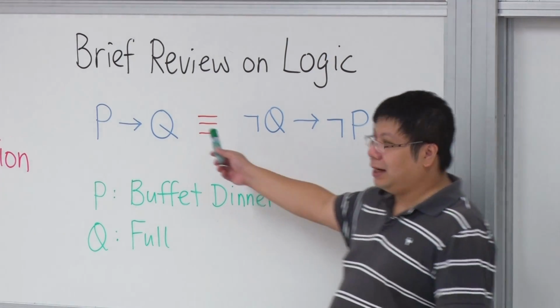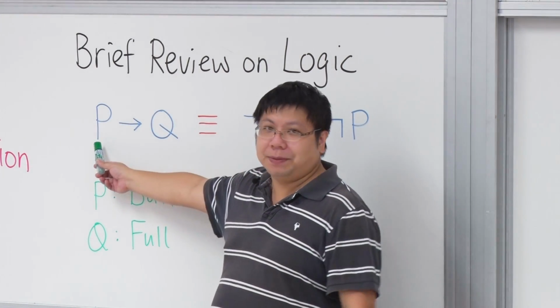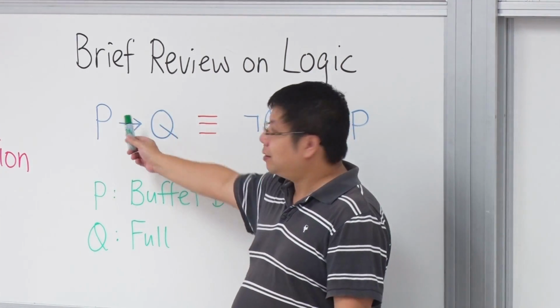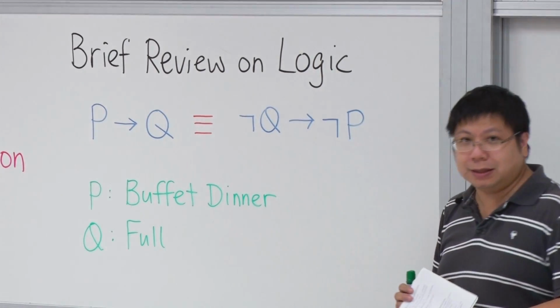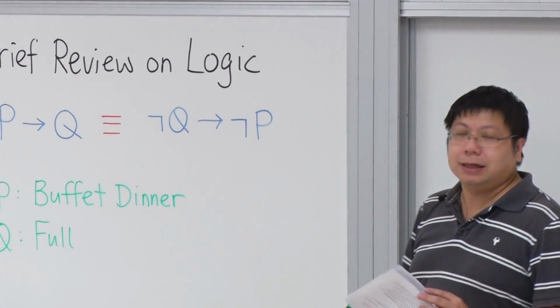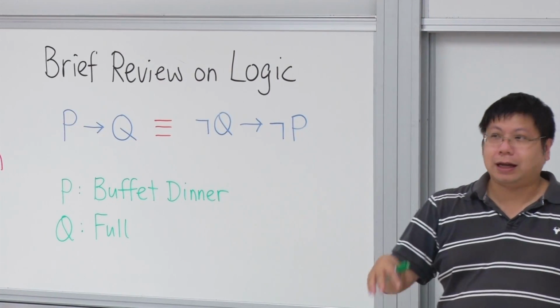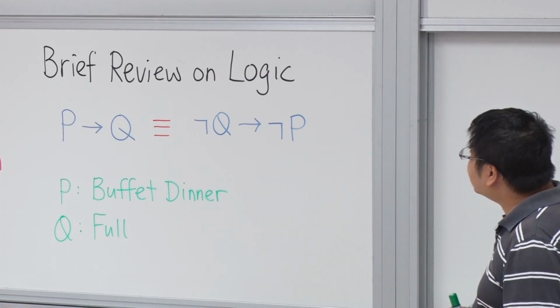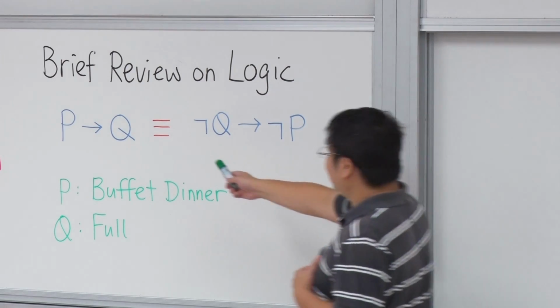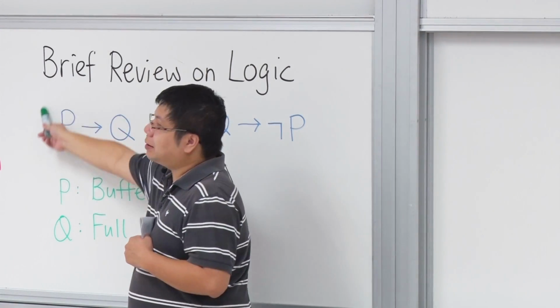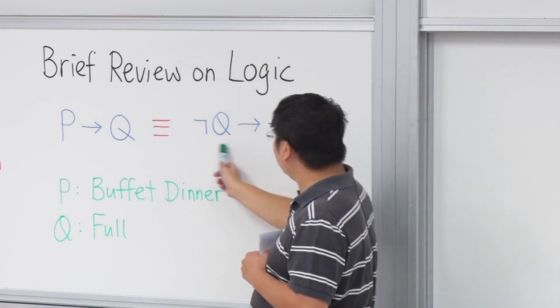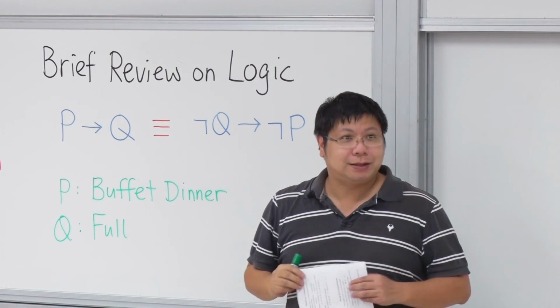This is common sense. So in general, for any propositions P and Q, P implies Q always has the same value as not Q implies not P. They agree in truth value in all cases. So we say that these two propositions are equivalent.